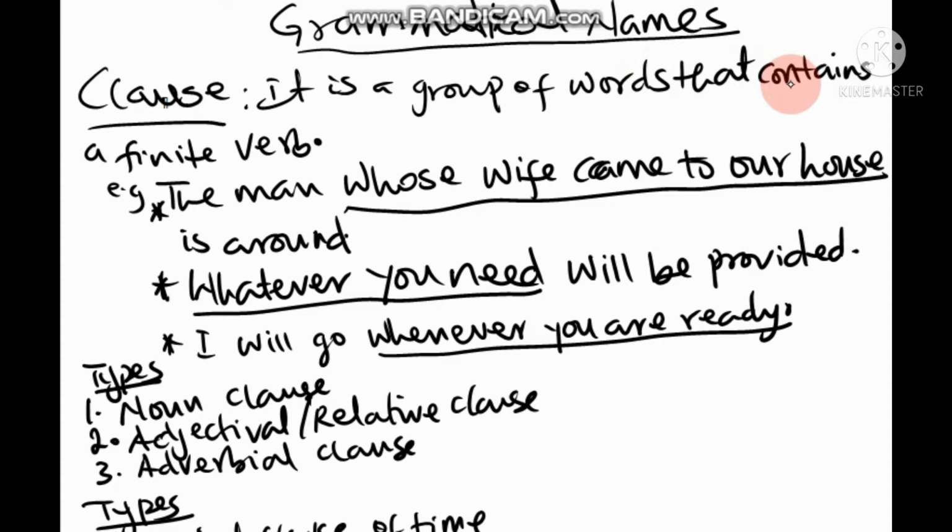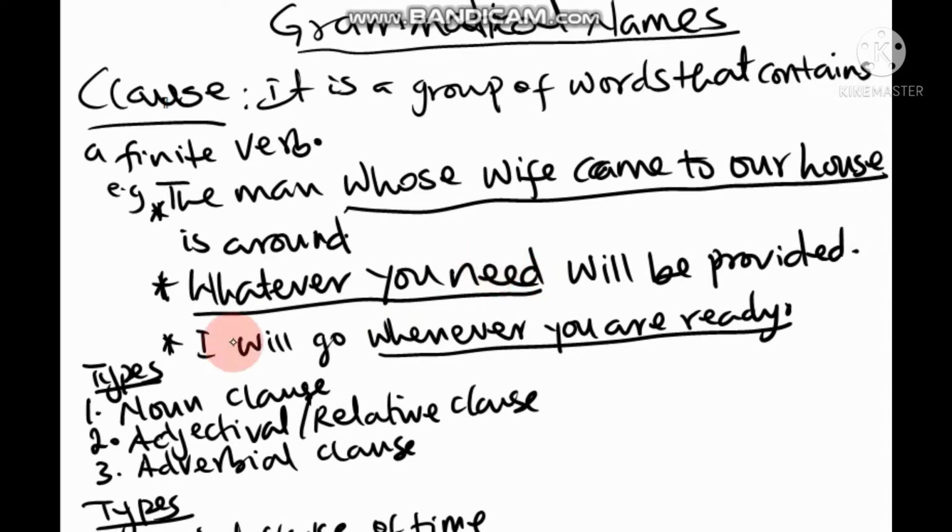For example, the man whose wife came to our house is around. The underlined part is whose wife came to our house. Now, whose wife came to our house contains a finite verb, came. Let's see another example. Whatever you need will be provided. Whatever you need is underlined. It contains a finite verb, need. Need is a finite verb, present tense plural.